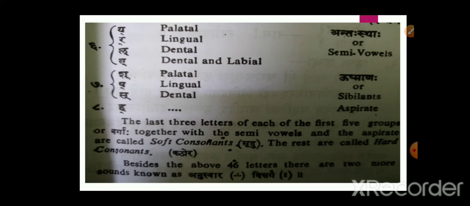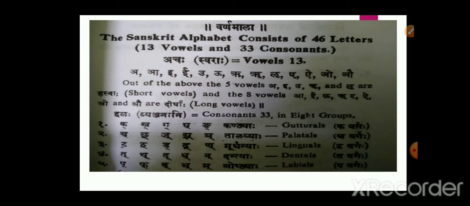and semi-vowels and the aspirate. What are the soft consonants? The last three letters of each of the first five groups. We have seen the first five groups, right? What are they? These are the first five groups which we have discussed.